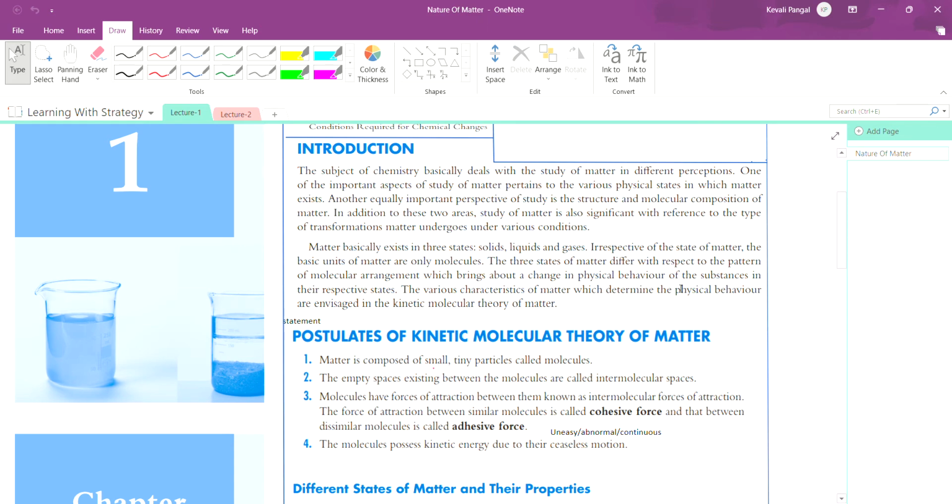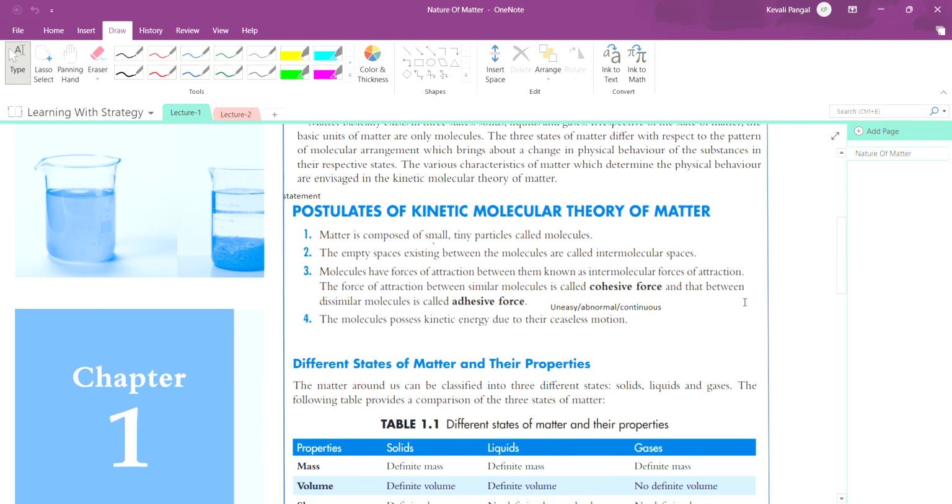So the three states of matter differ with respect to the pattern of molecular arrangement, which brings about a change in physical behavior of the substances in their respective states. The various characteristics of matter which determine the physical behavior are envisaged in the kinetic molecular theory. Envisaged means they are stated in the kinetic molecular theory. So now let us see the postulates of kinetic molecular theory. What do you mean by postulates? Postulates are nothing but statements given by someone regarding the kinetic molecular theory of matter.